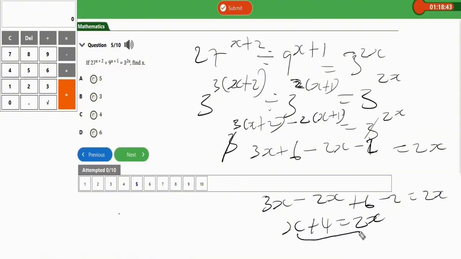This 4 will cross over the equality sign. This x will cross over the equality sign, change to negative x. So we're going to have 4 rather equals 2x minus x. So your 4 will now be, 2x minus x will give us x. So the value of x is 4. The correct option is option C. Alright, 4. So it's as simple as this.